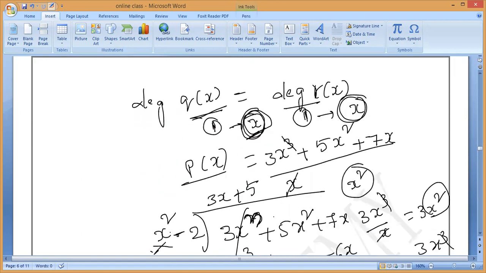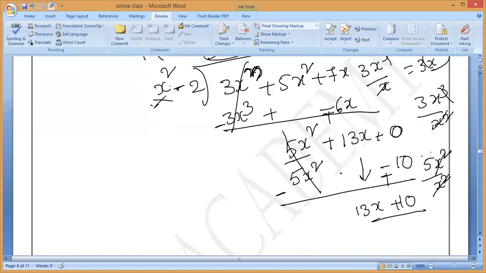Quotient equal to in terms of x. Correct? So degree equal to 1. That R of x also, how much degree? R of x degree is equal to 1. So these two you can write. This is the example you can write for that one. Do you understand? And you can prove this like this, you can take your own example.